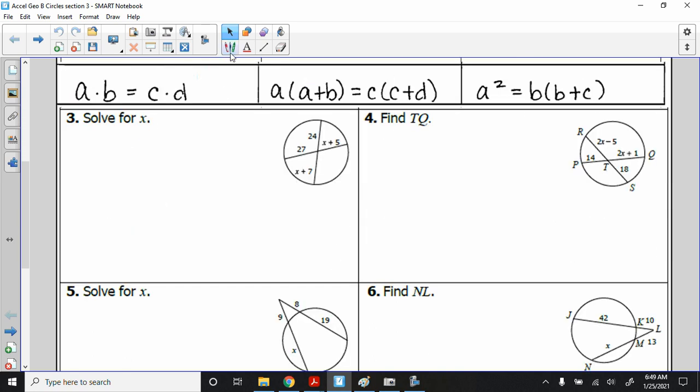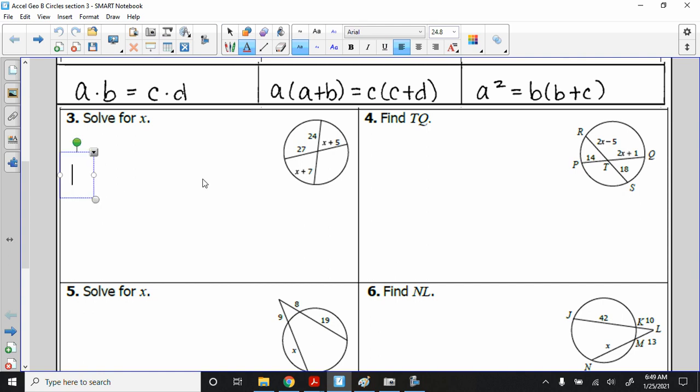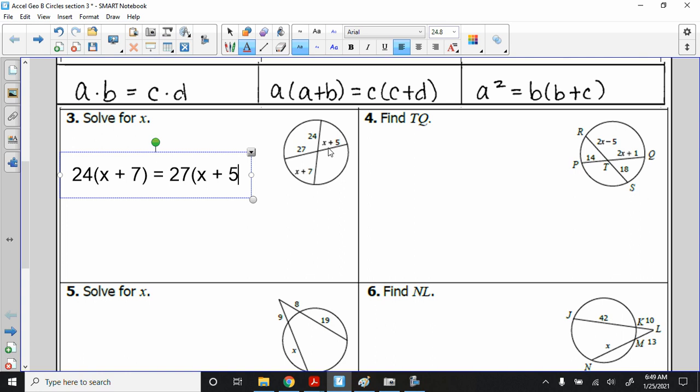So your equation for the first type here is just going to be 24 times x plus 7. So it's just going to be a distributive property on this problem. 24 times x plus 7, and then 27 times x plus 5. So you would just distribute and solve, and you'd have x there.